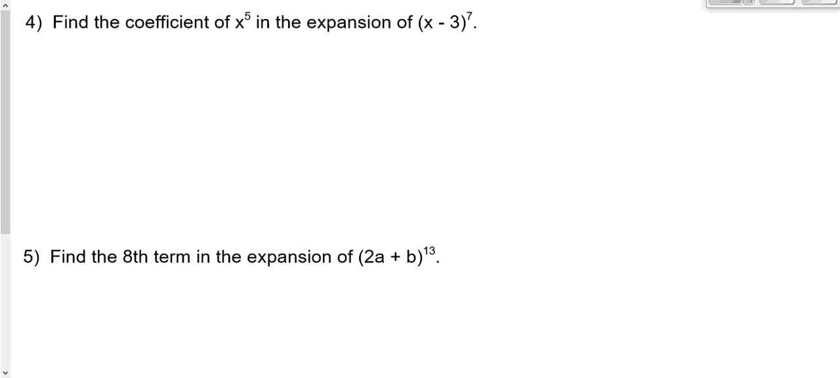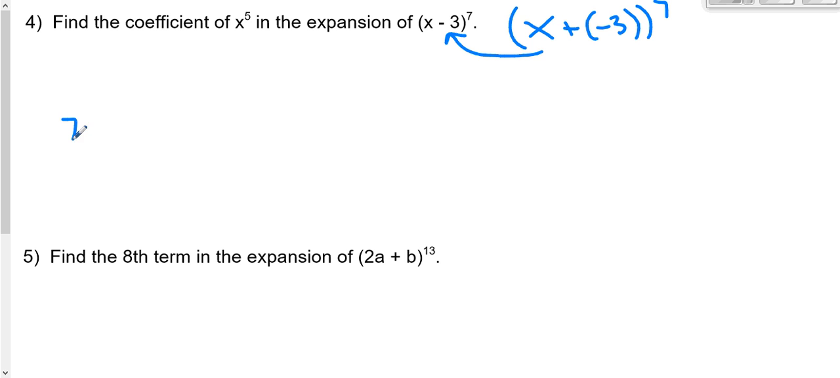Okay, number 4. Find the coefficient of x to the 5th in the expansion of x minus 3 to the 7th. Very similar problem. We're just going to have to deal with the minus. And typically what we do is we use the pattern of alternating signs, and we just have 3 raised to each power as we go. But that's not going to work so well in this problem. So what I'm going to do is think of this as x plus -3 to the 7th.